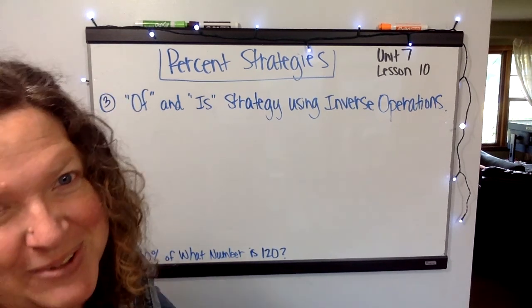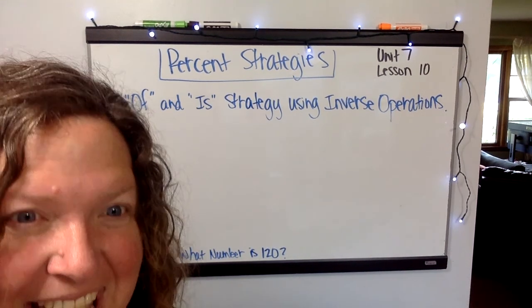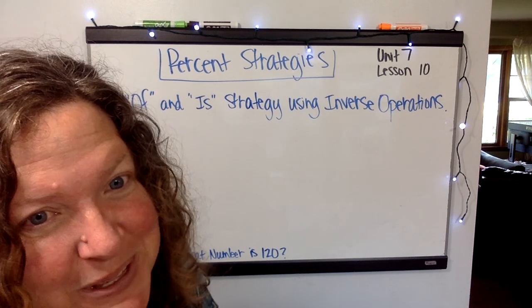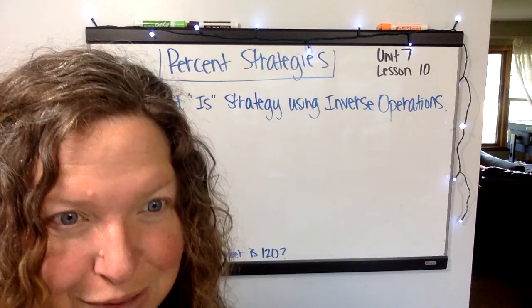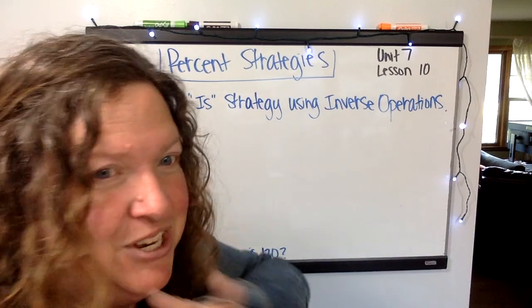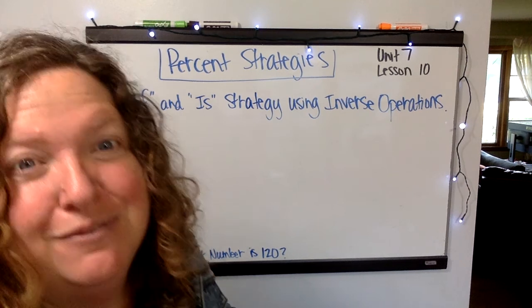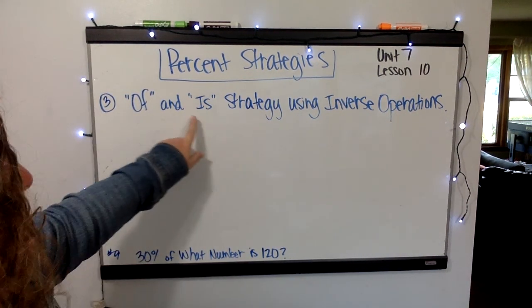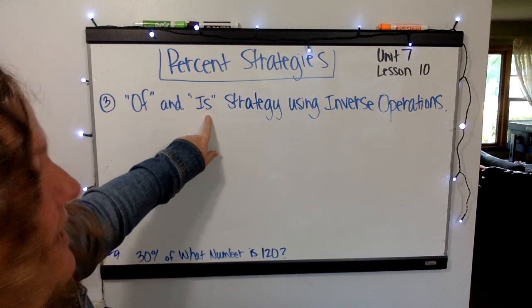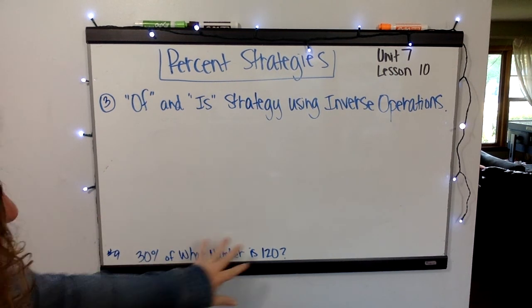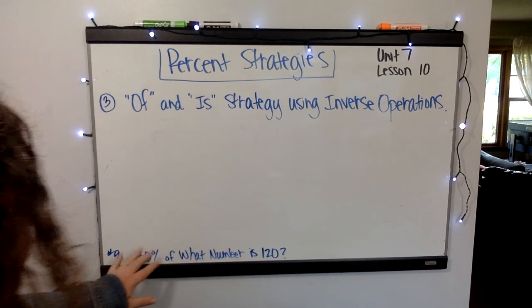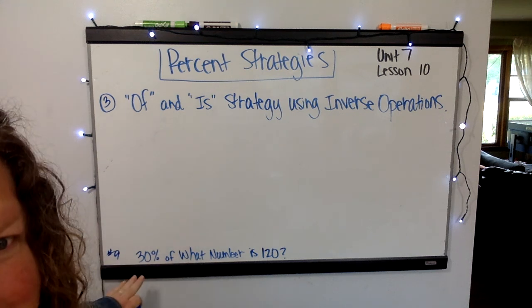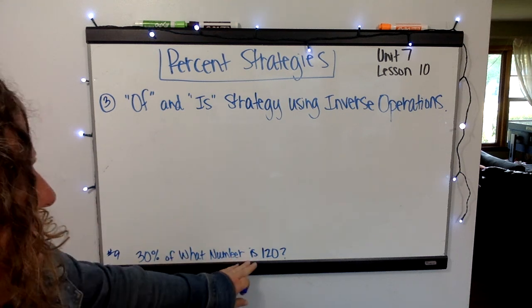All right. Now, I'm going to call this the of and is strategy, and it uses inverse operations. This is a really powerful strategy that's based on math vocabulary, and I used this strategy all through middle school and high school, and it really served me very well. If you know what of means in math, and if you know what is means in math, then you're in great shape taking apart this and turning it into an equation. 30% of what number is 120?